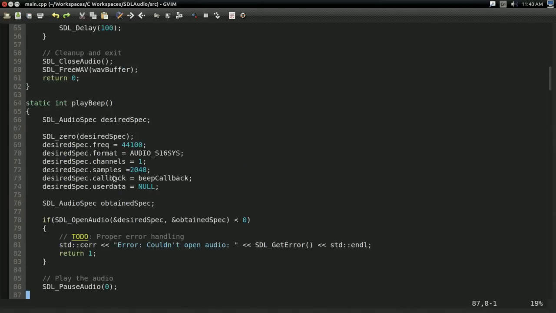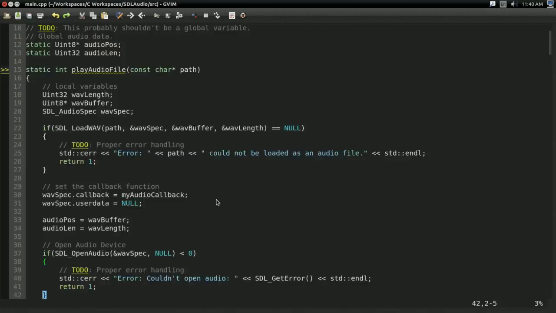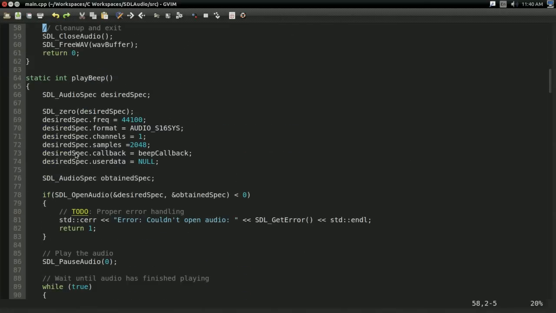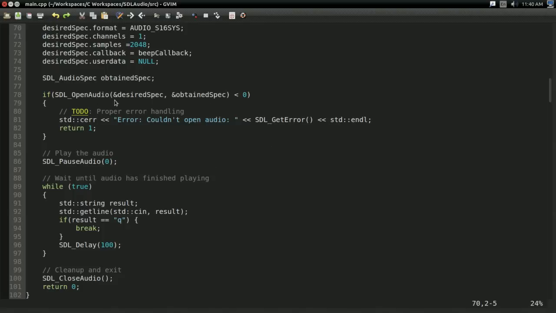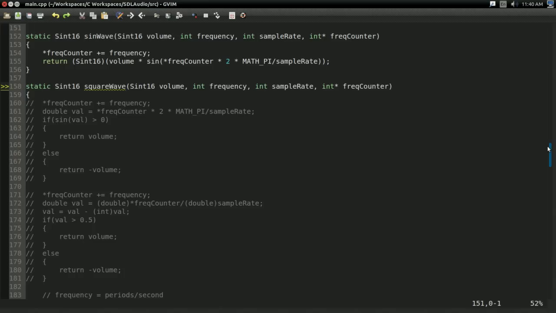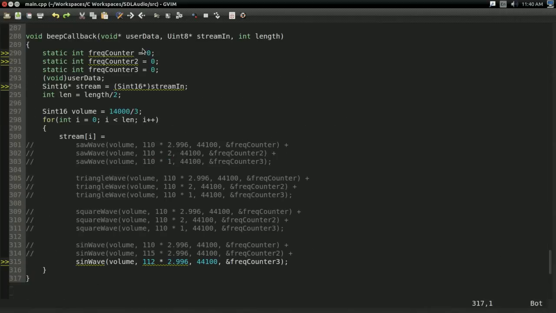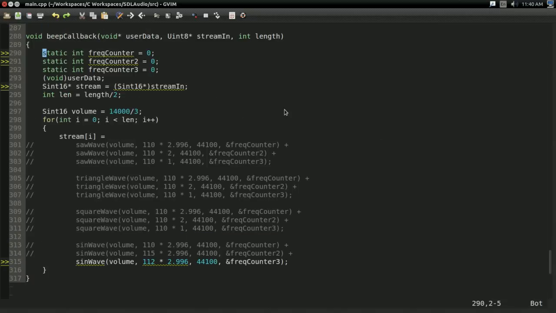I created this play beep function that's based on the original play audio file function. A little bit different since this is playing a generated sound rather than a recorded sound that we loaded from a file. But it's generally the same, and a lot of this information came from SDL's documentation. And at this point, I needed to write a new callback, so I wrote this function. Whoops, sorry, I thought a different function was right above it, but no. Yeah, so I just wrote a different function.